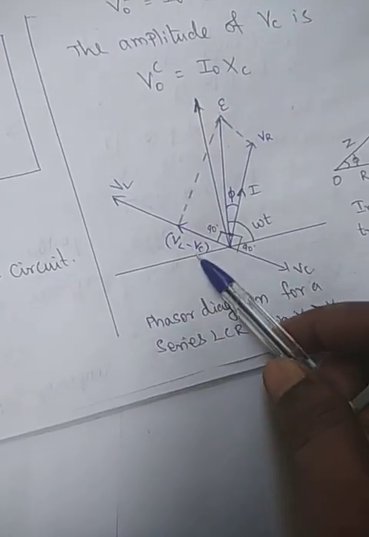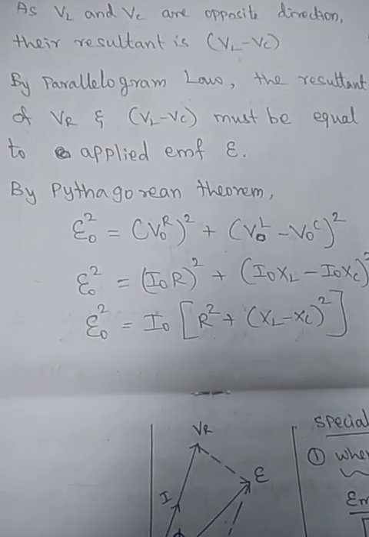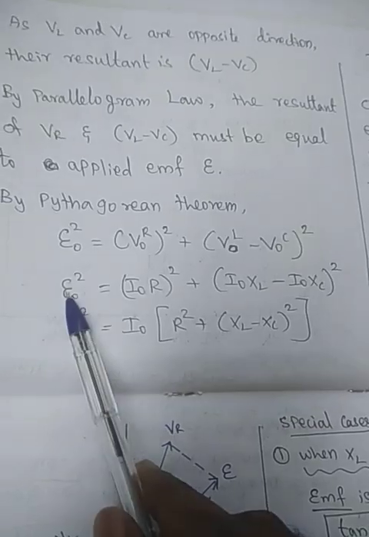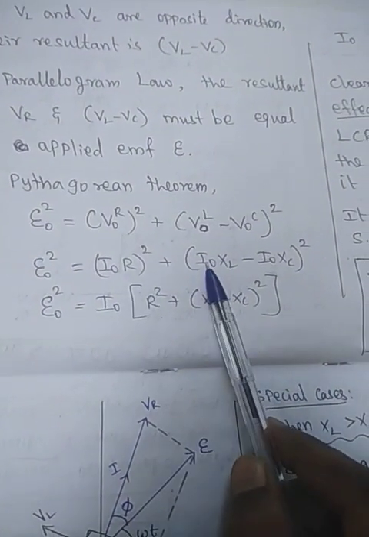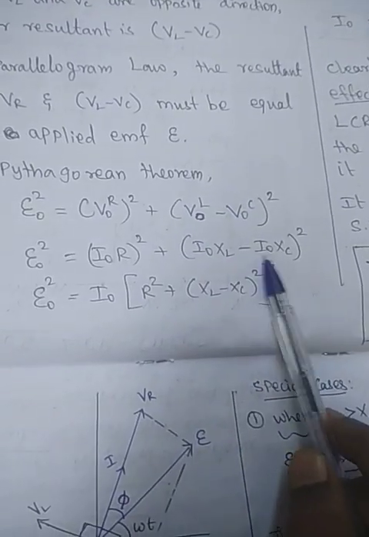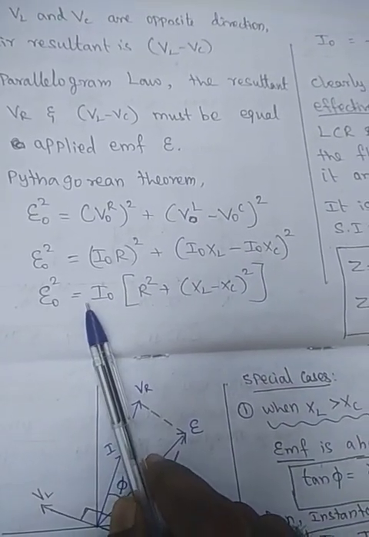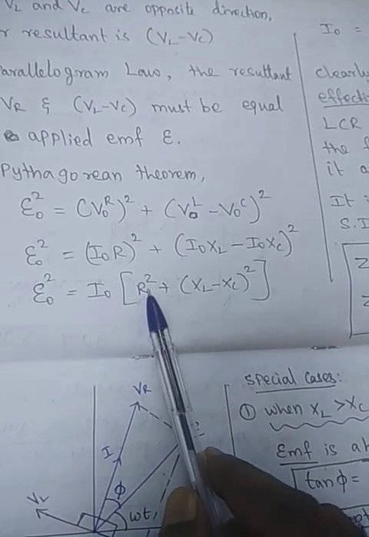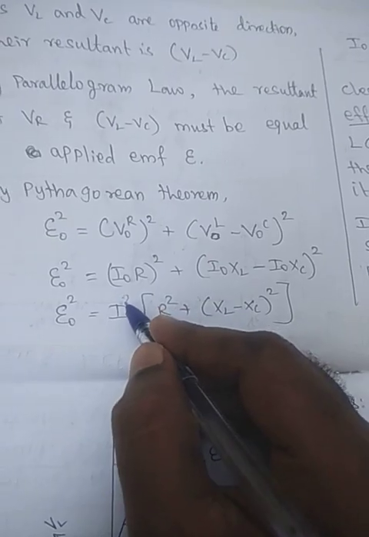Just put the suffix naught, and we get the amplitude of the corresponding voltages of resistor, inductor and capacitor. So V naught R is I naught R, that is I naught XL for the inductor, I naught XC for the capacitor. Then taking I naught commonly outside, we get R squared plus XL minus XC the whole square. Here also I naught squared will come.